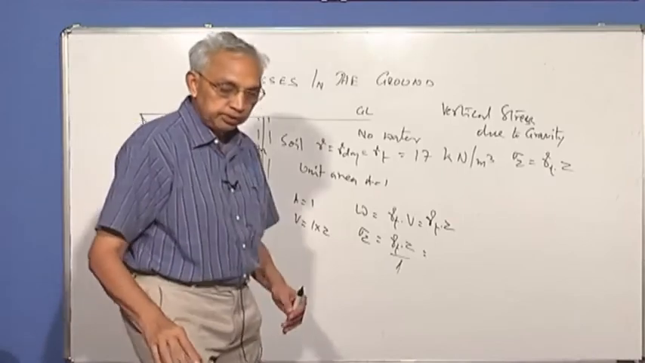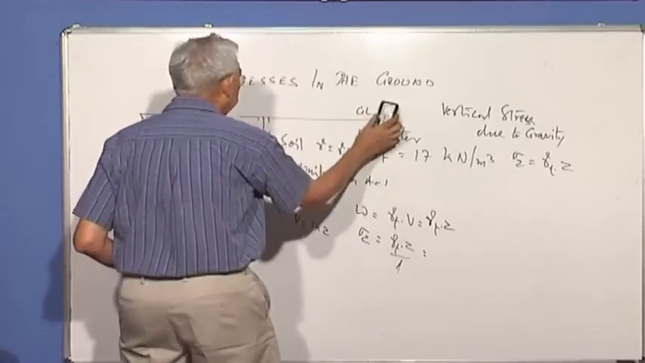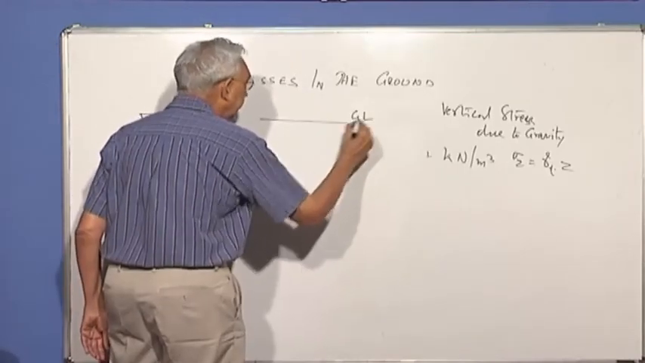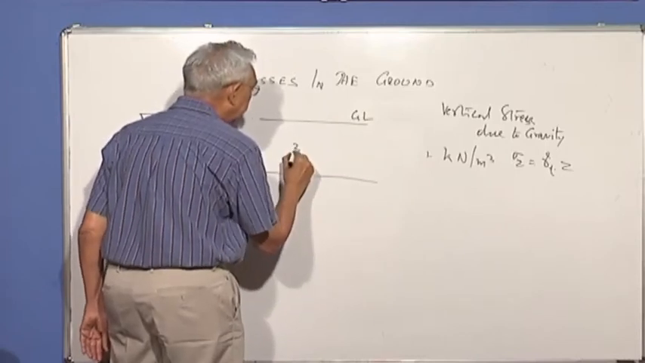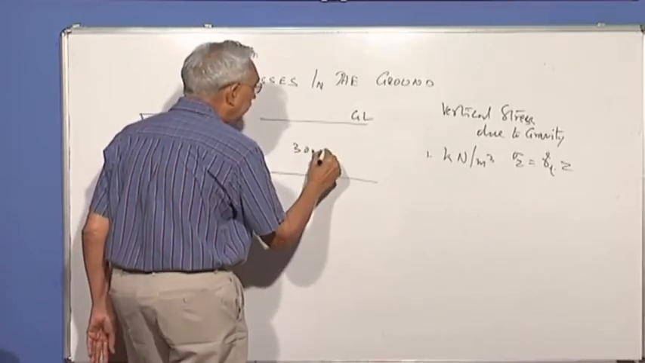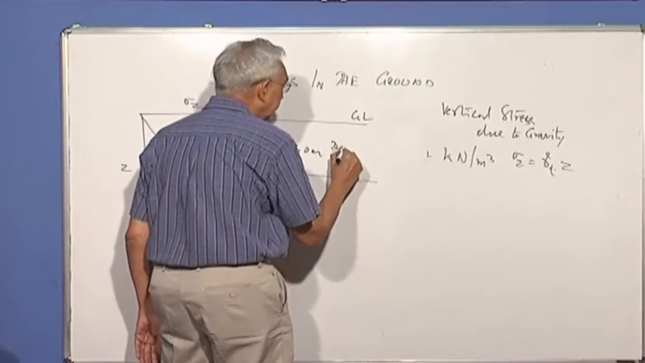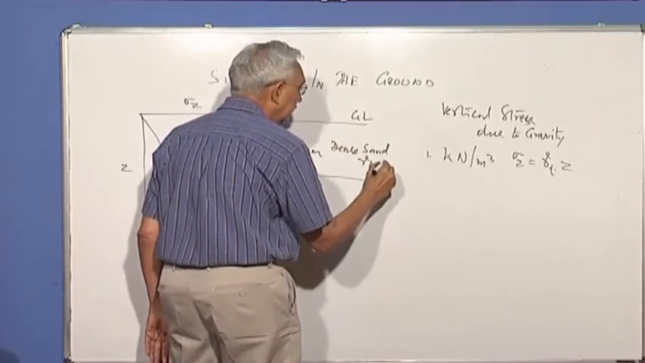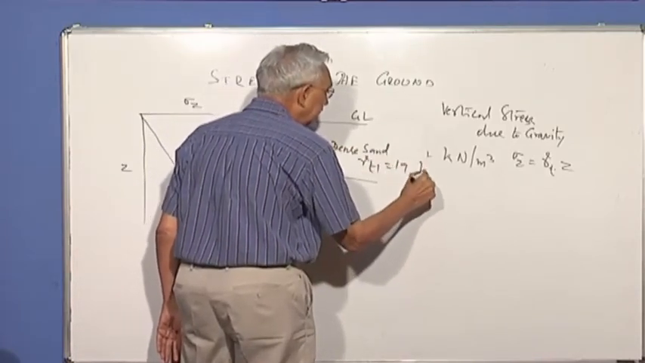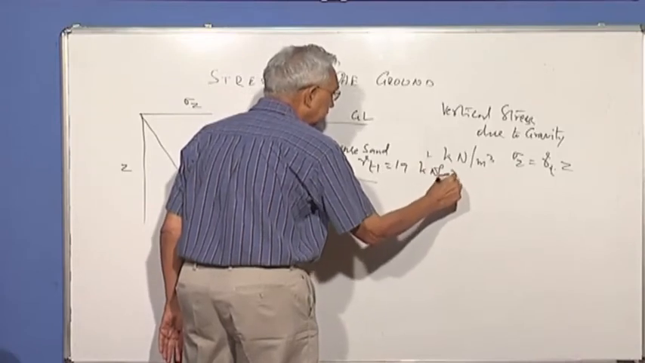Suppose you have two different soils. What happens? From the ground level to 3 meters, I have, let's say, a dense sand, gamma T1, let's say, equal to 19 kilonewtons per meter cube.